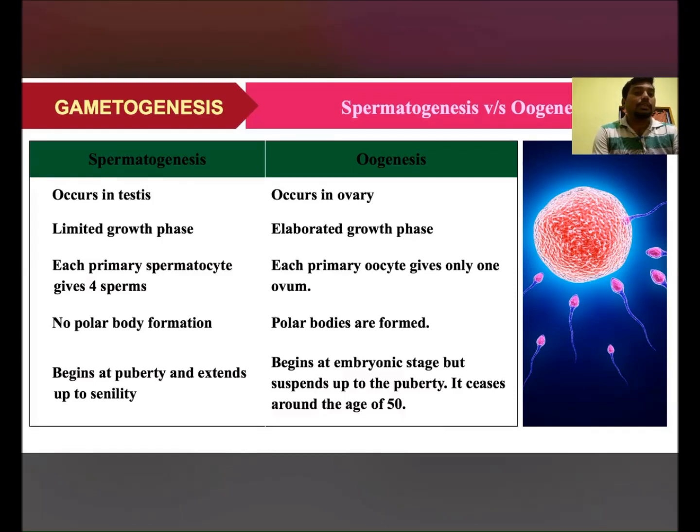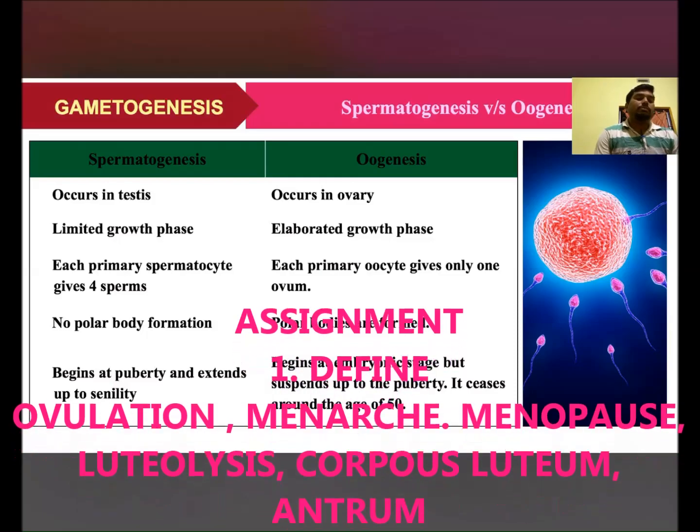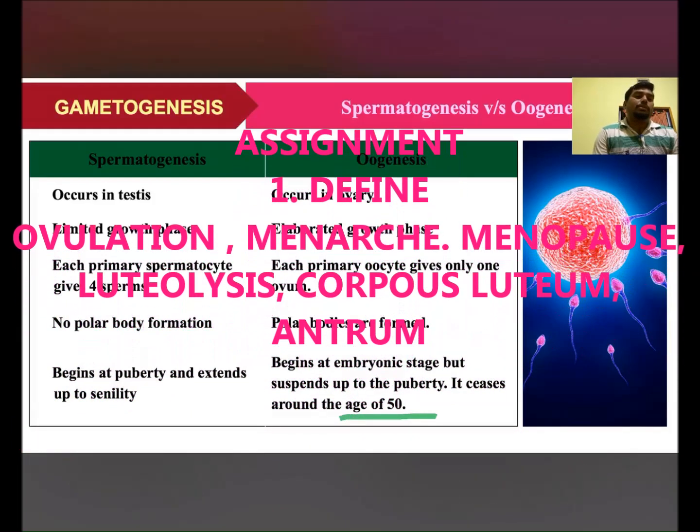oogenesis begins at the embryonic stage but is suspended up to the age of puberty. Puberty में ये stage suspends हो जाता है. It ceases around the age of 50, और 50 के एज तक आते आते oogenesis होना बंद हो जाता है, and that stage is known as menopause. When first ovulation occurs, it is known as menarche, and when it ceases around the age of 50, it is called the menopause stage.